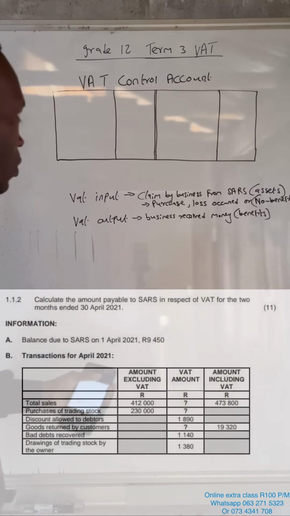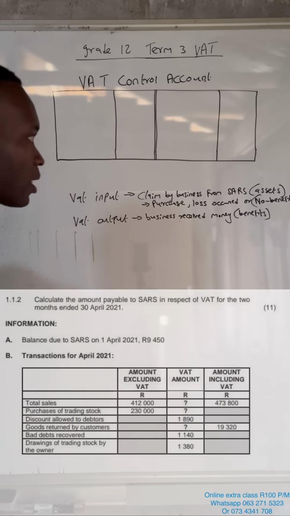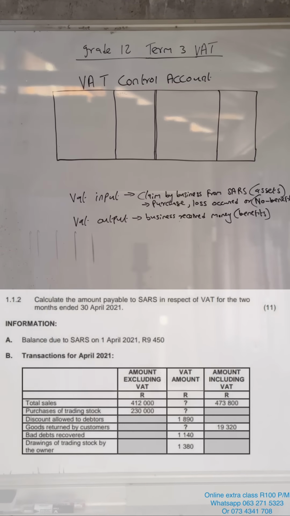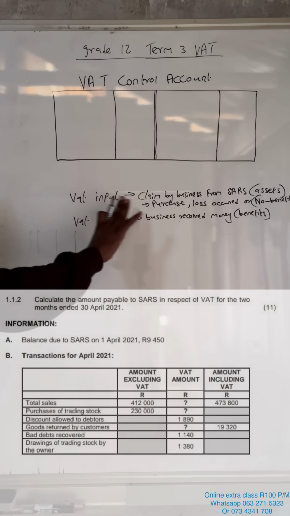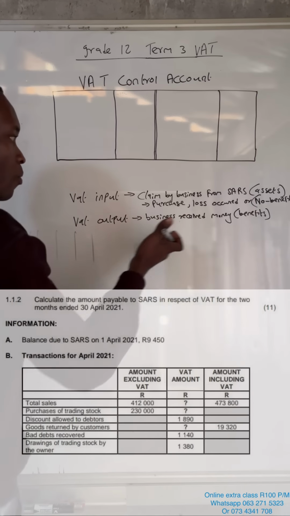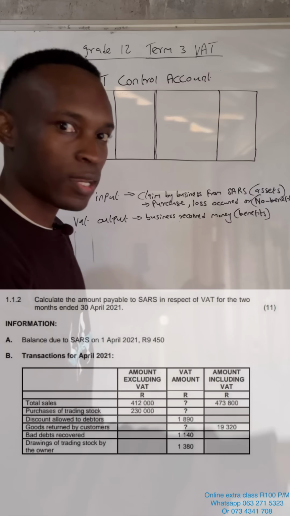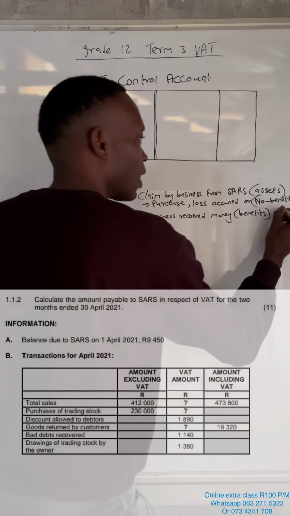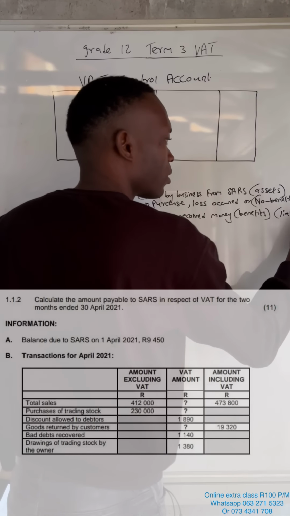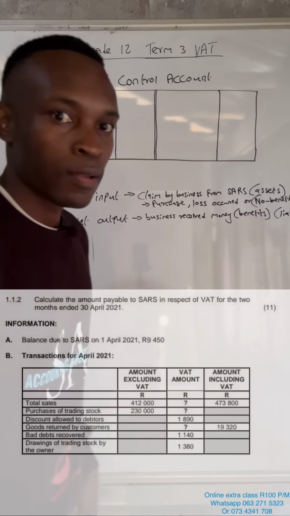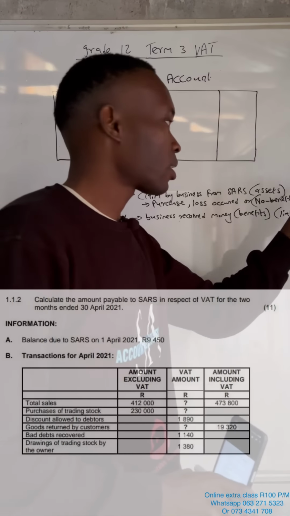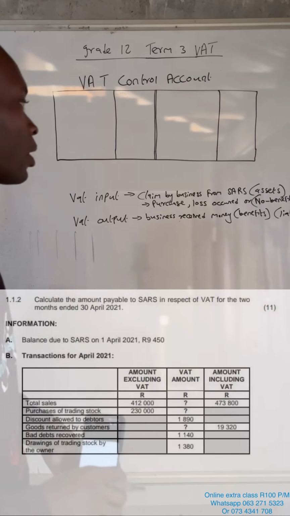Okay, so we all know that VAT is 15%. Now we have done explaining the difference between these two. Because here we benefit and we have to give SARS some cash, this is going to be a liability, guys. Why liability? Because if you benefit, you must pay SARS. If you didn't benefit, you must claim from SARS and they must give you some credit.